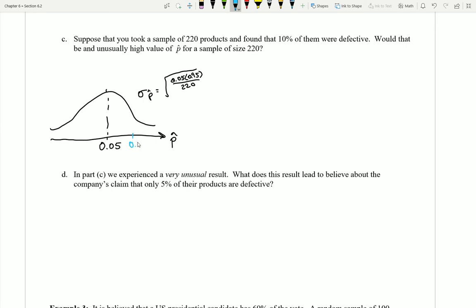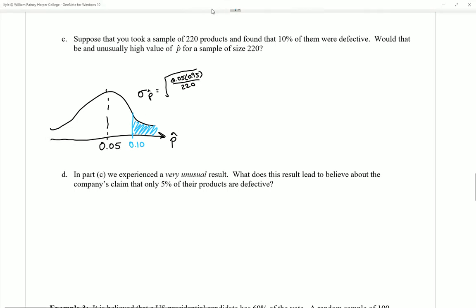Now, if I actually went out and I got a sample and I found 10% of the items were defective, that is above average. But the question is, again, is that unusually high? Remember, we would say something is unusual if it has a likelihood of occurring under 5%. And so in this case, we want to know ultimately, is this value of 10% in the top edge of the distribution? So we would be interested in measuring above it.